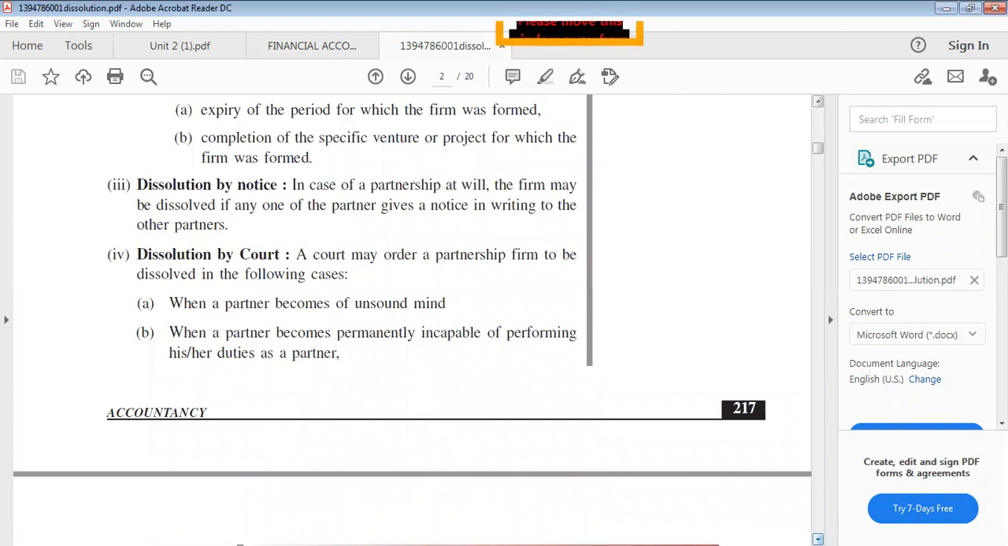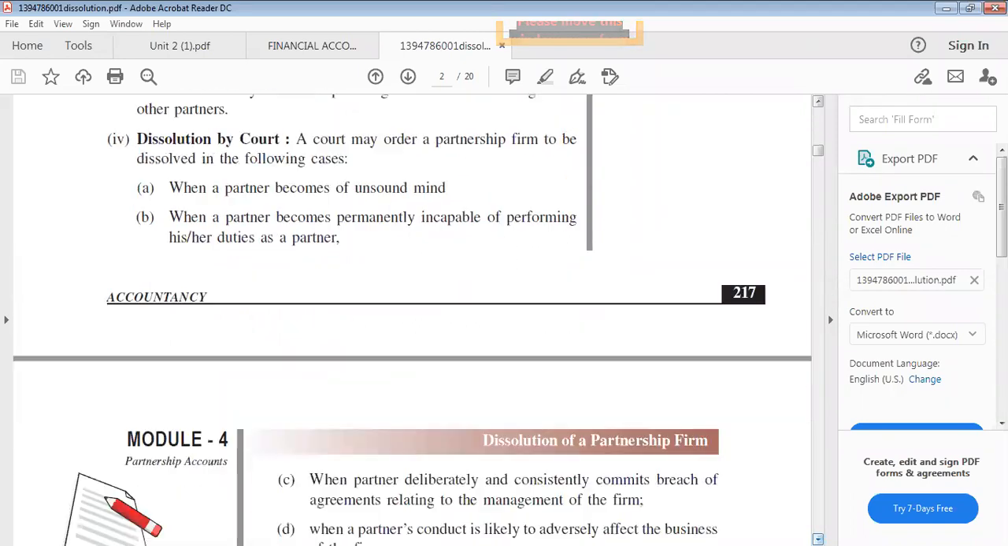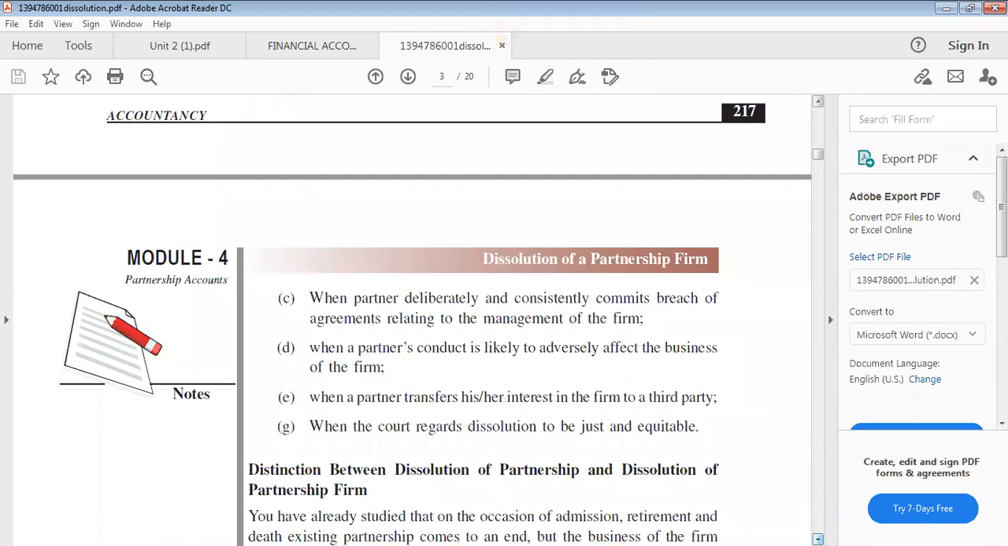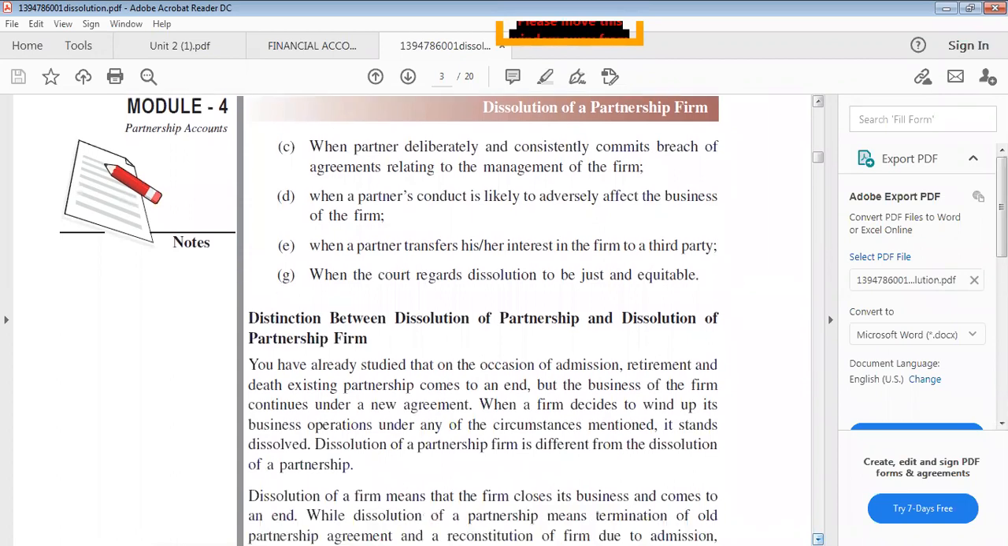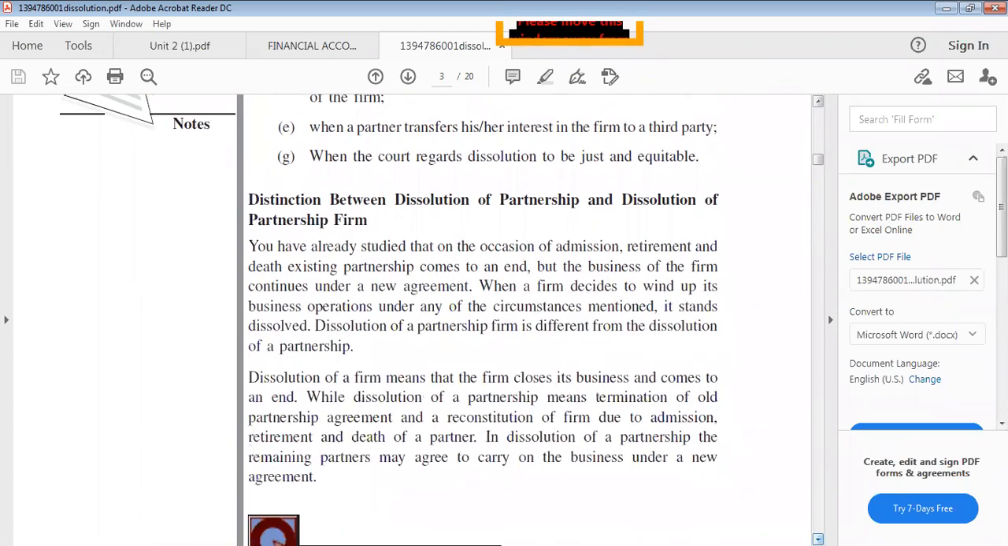A court may order a partnership firm to be dissolved in the following cases: when a partner becomes of unsound mind, when a partner becomes permanently incapable of performing his or her duties as a partner, when a partner deliberately and consistently commits breach of agreements relating to the management of the firm, when a partner's conduct is likely to adversely affect the business of the firm, when a partner transfers his or her interest in the firm to a third party, when the court regards dissolution to be just and equitable.